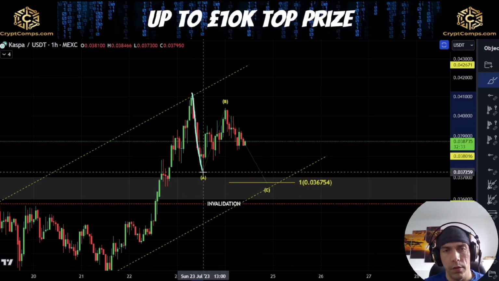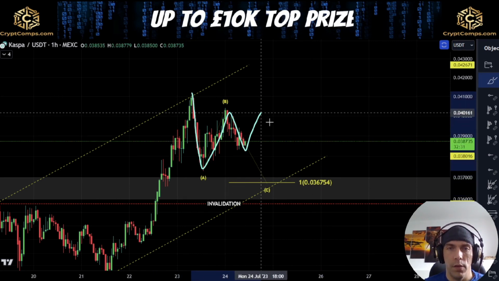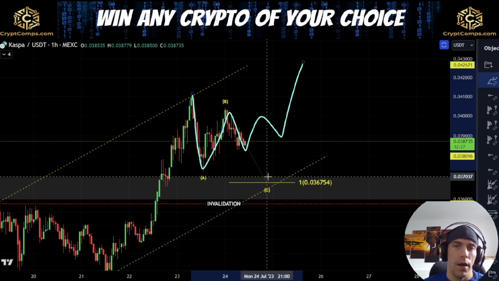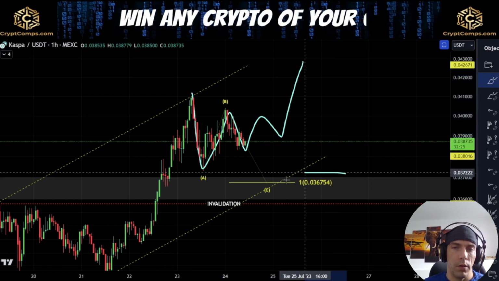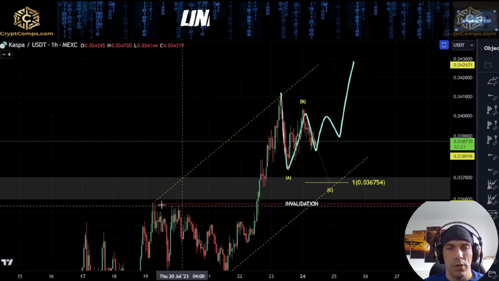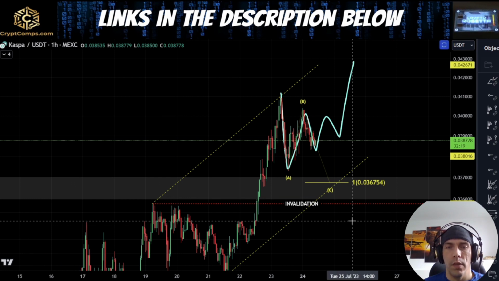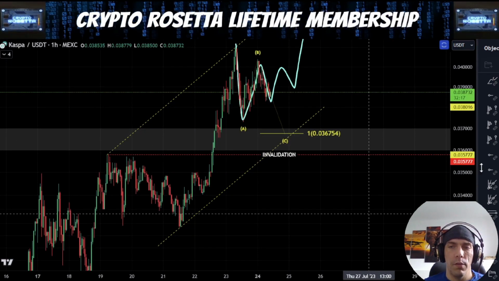Alternatively, we could also be getting something like this, A, B, C, D, E as a triangle here, and then see that push to the upside directly without coming back down as deep as these levels. But we need to just be cautious, because if we cross this level here of this 3577, this invalidates the idea of the 4th wave here.